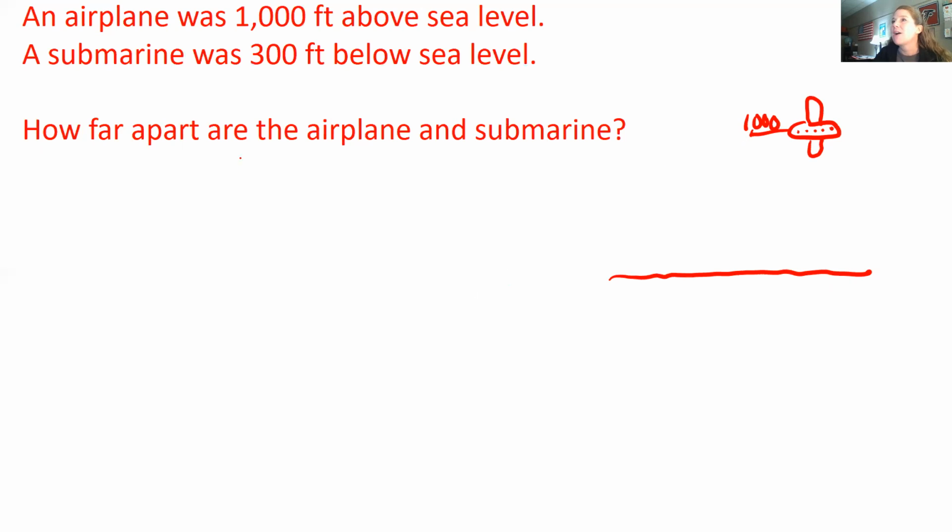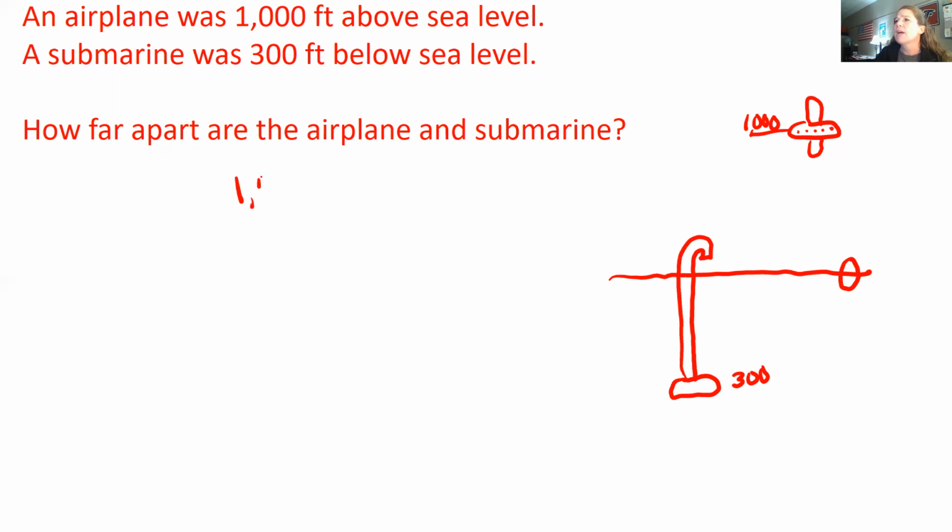Now under the sea is a submarine. Look at this, you guys. It gets better. So if this is sea level, basically this on a number line would represent 0. And this is obviously not drawn to scale because it should only be 300 feet below sea level. Well, 300 feet below sea level would be basically a negative number. But the question is, how far apart are the airplane and submarine?